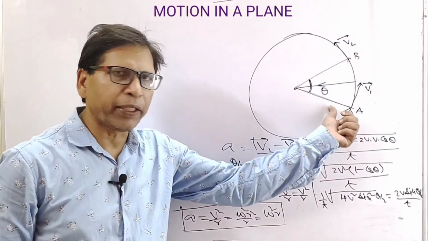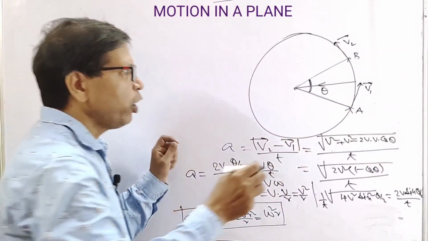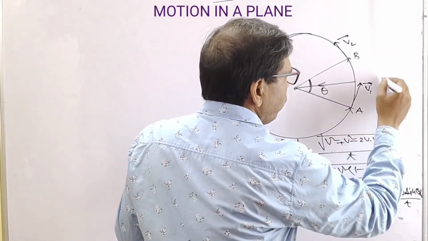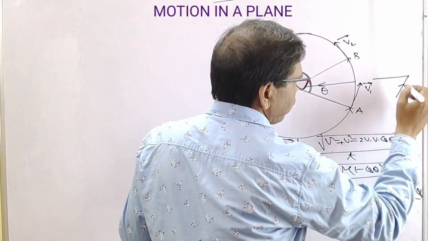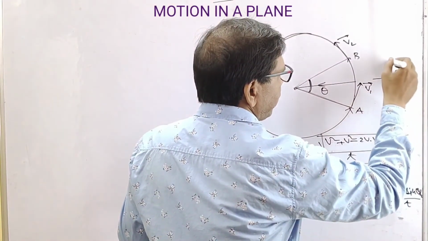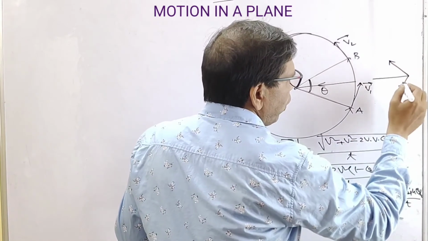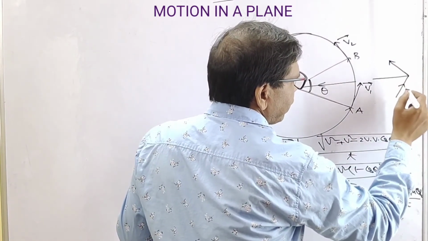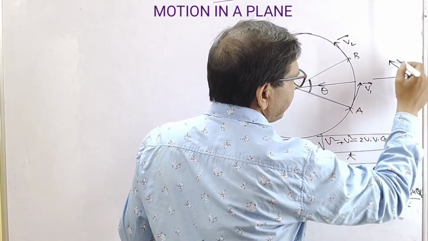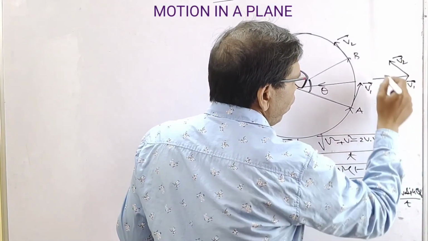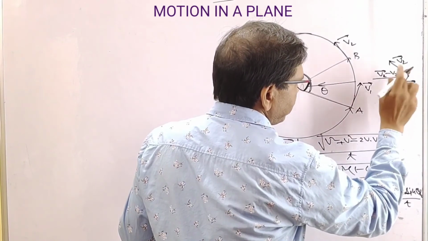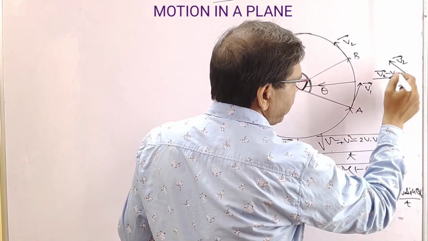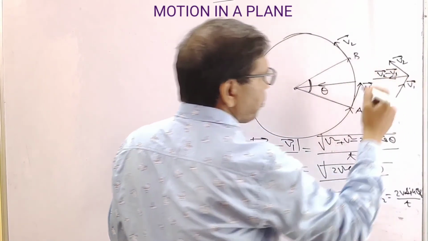Now look at this graphically, the direction of acceleration. Here the velocity vector is along this direction, and here the velocity vector is along this direction. So this is the v1 vector, this is the v2 vector. So this line represents the v2 vector minus v1 vector.